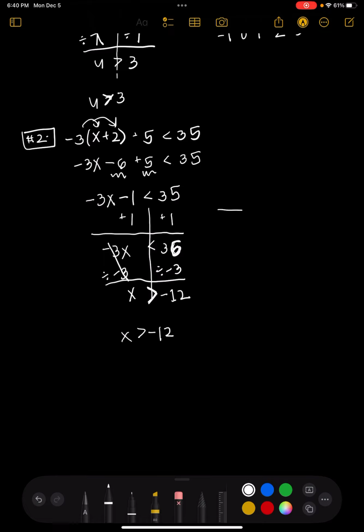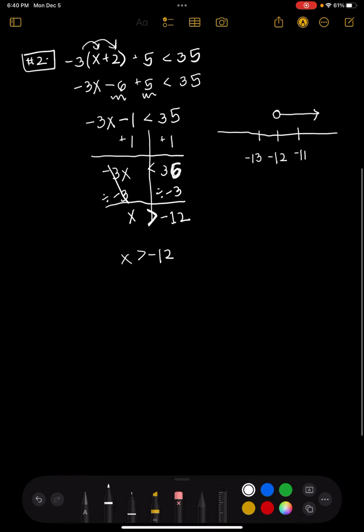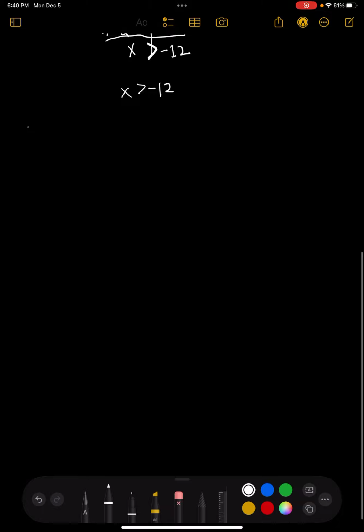But as we talked about last time, that's only half of our answer, so we've got to graph it now. I'm going to put negative 12 right in the middle, which makes this negative 11 and this negative 13. And then because it's just greater than, we know it's an open dot, and the inequality points the same way that we want to go because the variable's on the left side, so it points that way, and that's our graph. Okay, let's go through the next example.